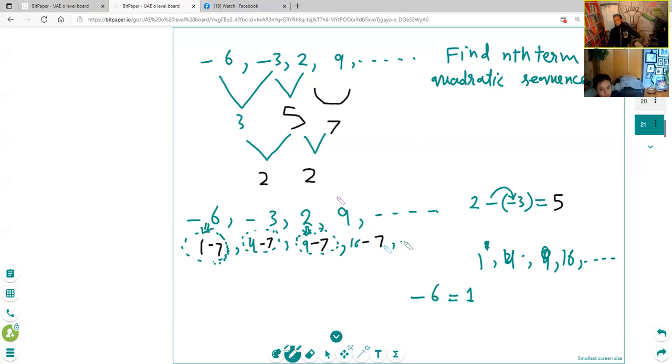Okay, good, great. Now you should write the nth term. But how do you find the numbers 1, 4, 9, and 16? Because this is a quadratic sequence, a sequence of square numbers. Is it for every quadratic sequence? Yes, we will do this in every quadratic sequence.